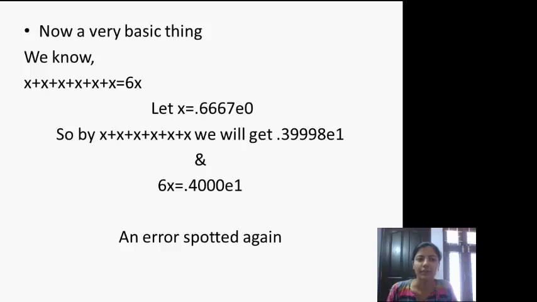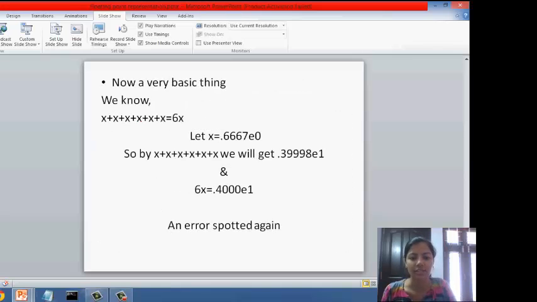Now a very basic thing: we know that x plus x plus x plus x plus x plus x is equal to 6x. That is, if I add x 6 times, I get 6x. Let's take the value of x as 0.667 E0. If we add x 6 times, I get 0.39998 E1, and if I do 6x, I get 0.4000 E1. So an error is spotted here again. In this way, floating point representation is not a way in which we can represent numbers exactly.